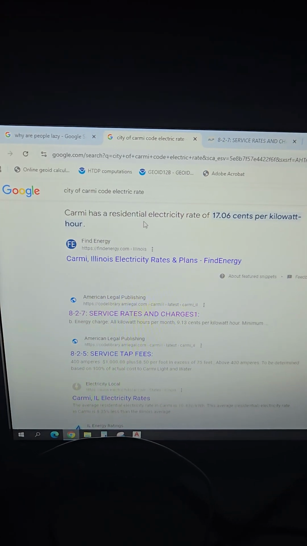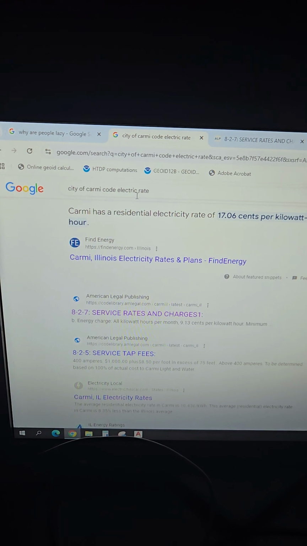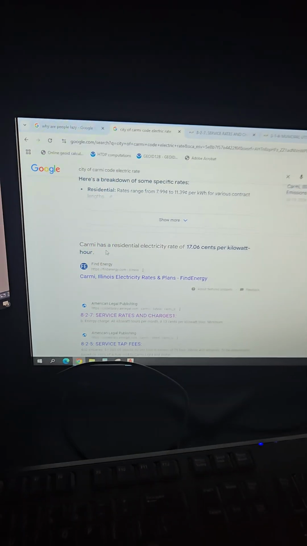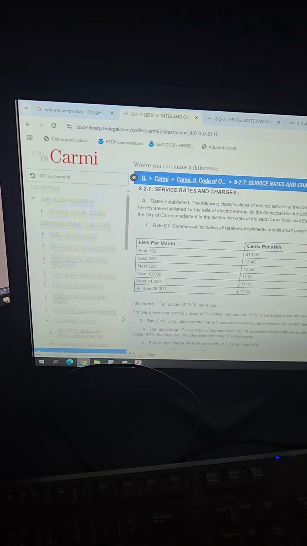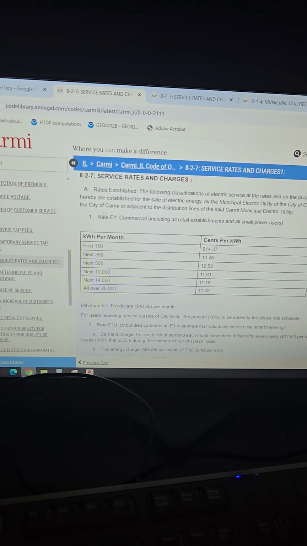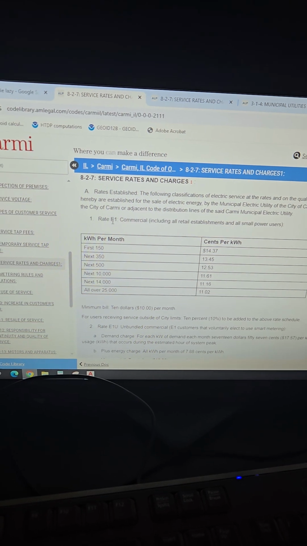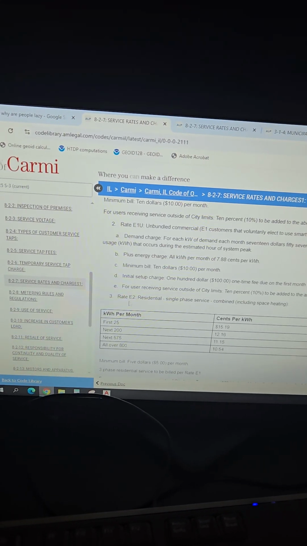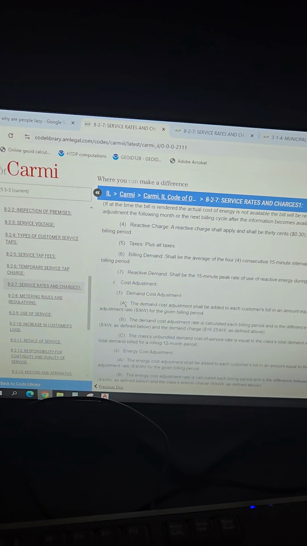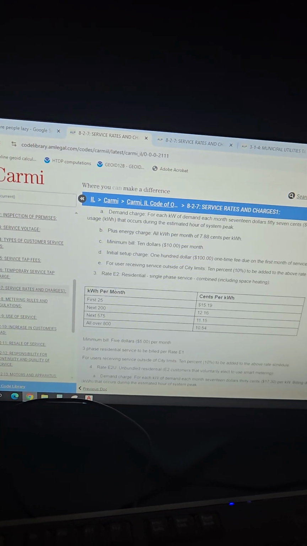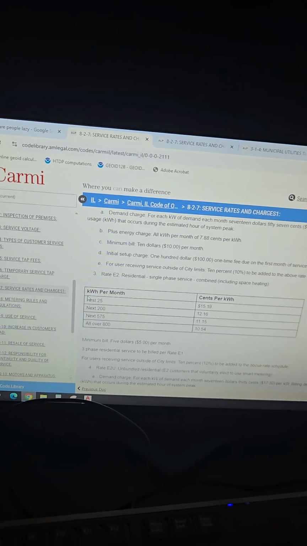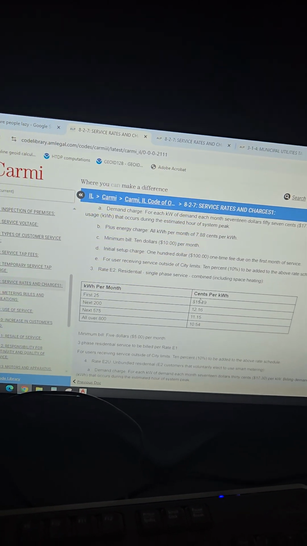Start by searching for the City of Carmi Code electric rate. It's the first thing that pops up right there. It brings you down to service rates and charges. These are the class rates: E1, E2, all the way through different commercial accounts. For all of us residential, we are rate E2. It's clearly defined here.